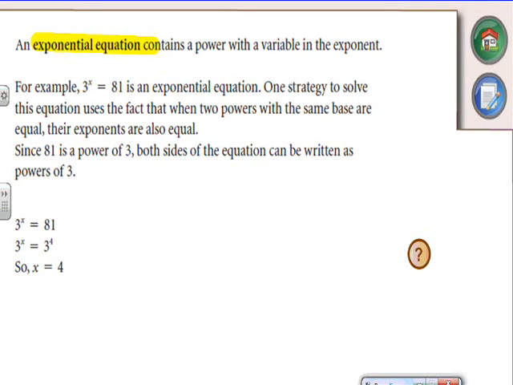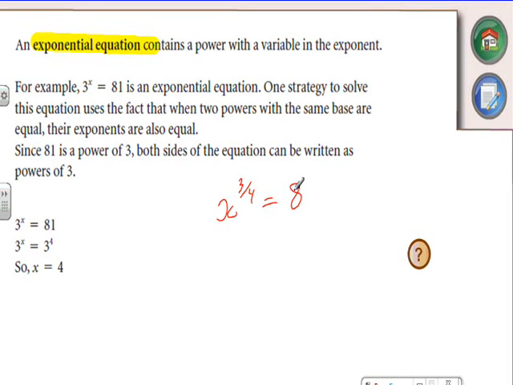Now you might get some equations that look very similar to an exponential equation, but are not. For instance, if you had something like x to the 3/4 equals, I don't know, just give any number, it really doesn't matter. Let's say 16. Actually, let's use 8 there.